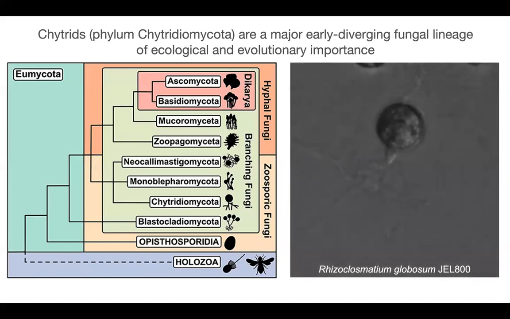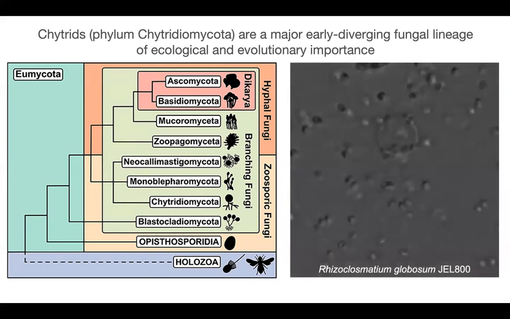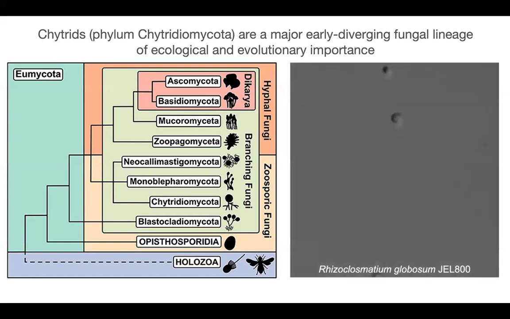And then what's happening is it's making zoospores. They become more gravid, they swim around, they move around, and then at some point it's going to burst and the zoospores swim out and the life cycle starts again. And this is actually the model chytrid that we've been working a lot with, Rhizoclosmatium globosum JEL800. And just to make the disclaimer now, this is not an algal parasite. This is a saprotroph. So we haven't done this work with algal parasites, even though we would really like to.